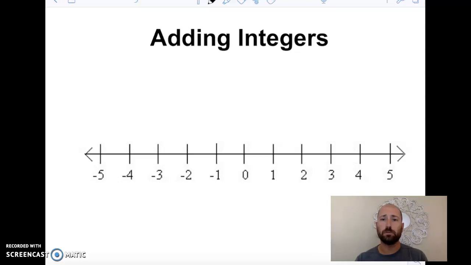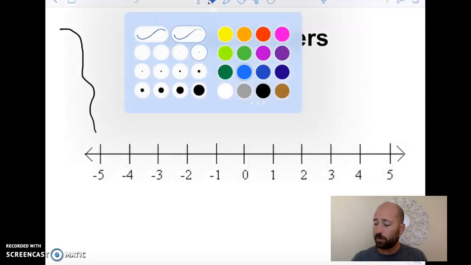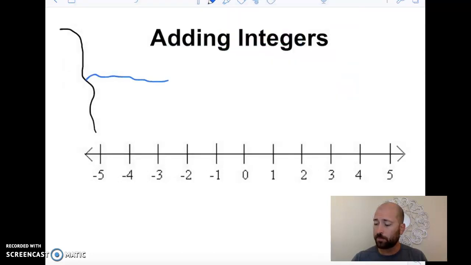So what is that frame of reference? Well, my frame of reference is often elevation. So I always think about a mountain and the water being the zero, or sea level being zero. So anything below water is negative, anything above the water is positive.